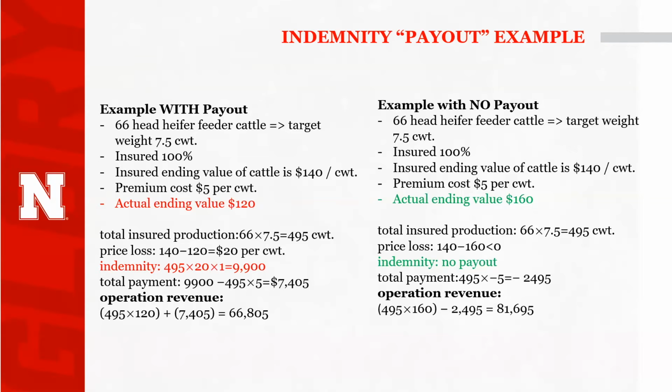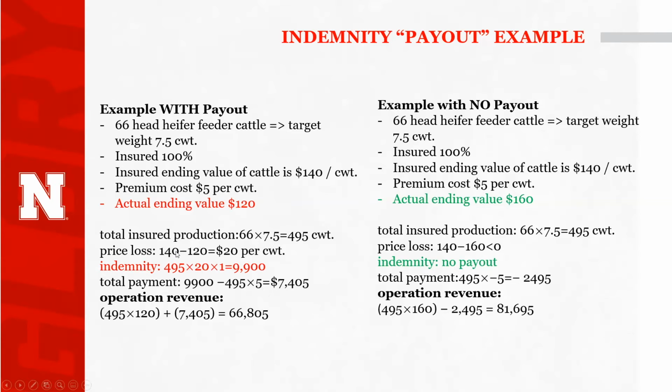So the question is, how much money do I have to pay in the premium? How much do I get back from my crop insurance agent? And how does this affect overall operation revenue? Okay. So I went ahead and just put out the calculations here for you. We have 66 head. We're insured, and those cattle are estimated to be 750 pounds. So in total, we have about 50,000 pounds of production.